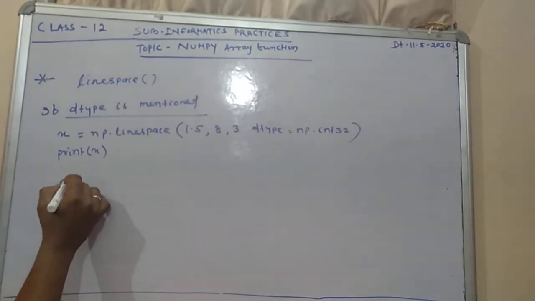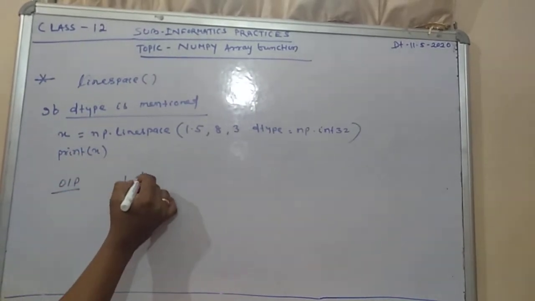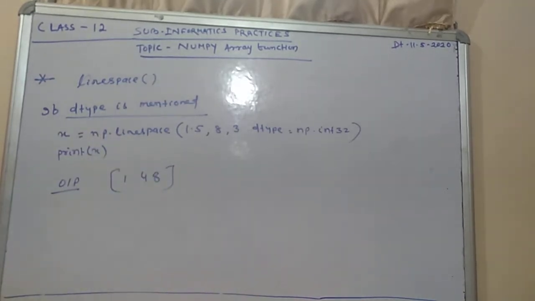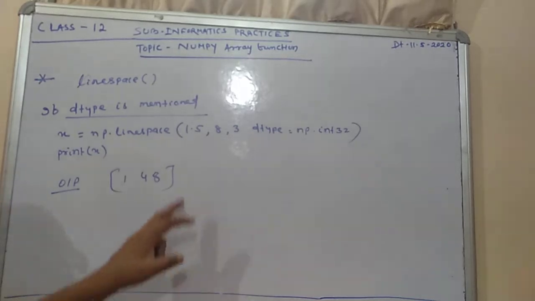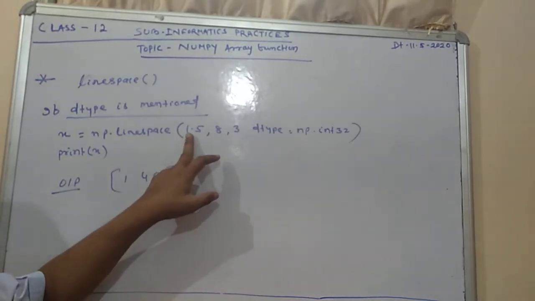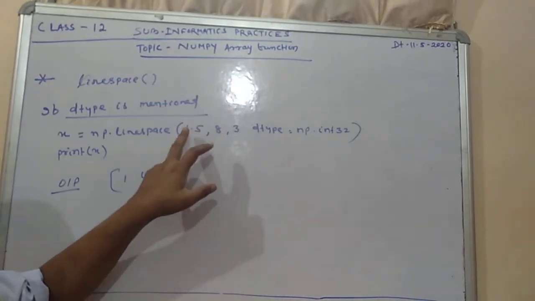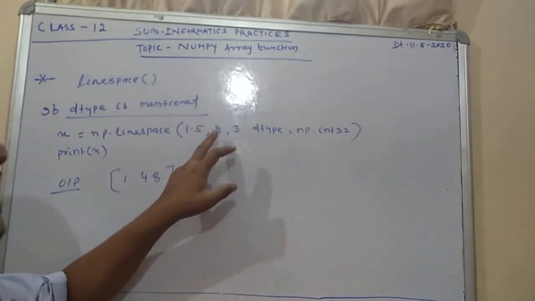What will the output be? The output will be 148. How is it possible? Now see, actually you will start from 1.5. It should start there, and here it should end at 8. You know that the first point and second point will be taken.